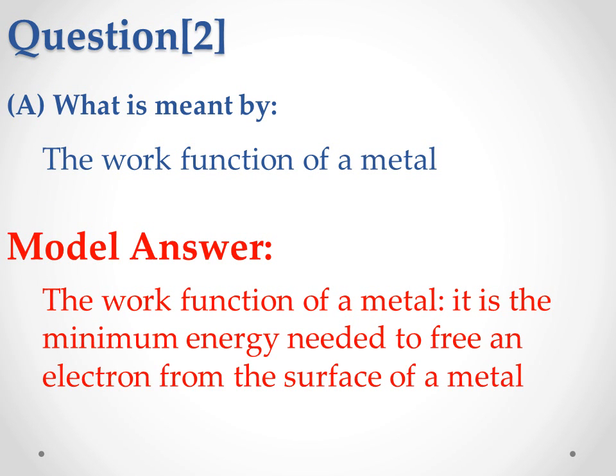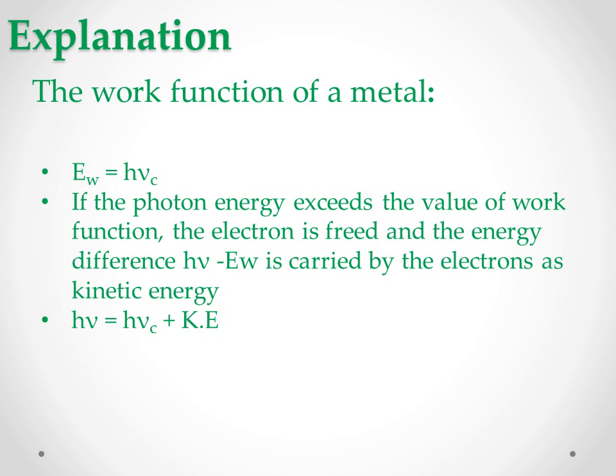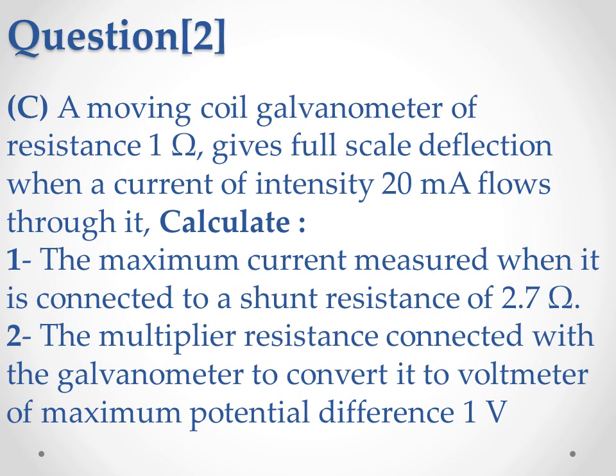Question 2. 8. What is meant by the work function of a metal? Model answer: it is the minimum energy needed to free an electron from the surface of a metal. Explanation. The work function is W equals h nu c. If the photon energy exceeds the value of the work function, the electron is freed and the energy difference, h nu minus h nu c, is carried by the electron as kinetic energy: h nu equals h nu c plus kinetic energy.